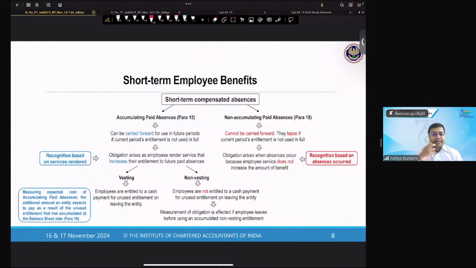Okay. So when I look at my theory, I am having something known as accumulated paid absences, and second one is non-accumulating paid absences. Accumulating means what? I can carry forward for use in the future periods if current period's entitlement is not used in full. Second category is non-accumulating. Cannot be carried forward. They lapse if the current period's entitlement is not used in full.